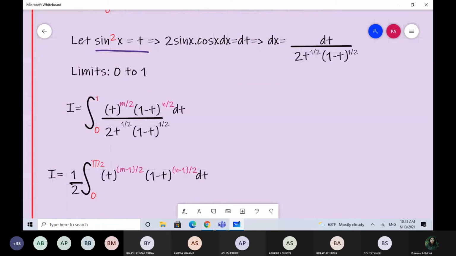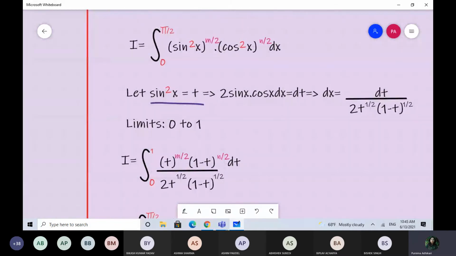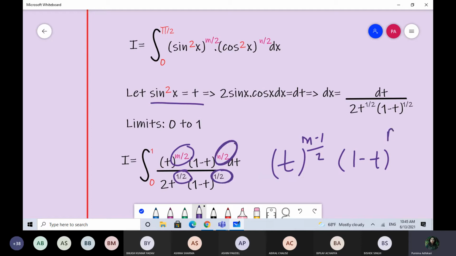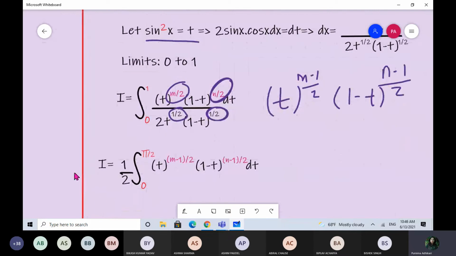After this, you will tell me. Now we need to combine the powers of t and 1 minus t. You can see the same function in the numerator and in the denominator, so only the power is different. So what will be the power of t and 1 minus t? We are going to combine these two powers. So m by 2 minus 1 by 2, which means m minus 1 by 2, and n by 2 minus 1 by 2, which is n minus 1 by 2. So this is your new, changed integral.